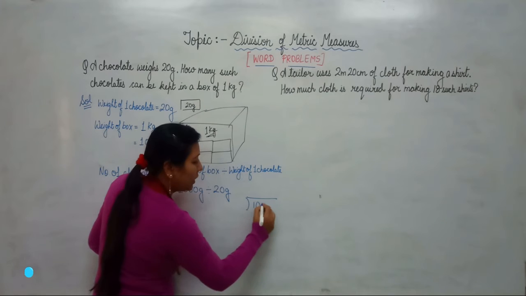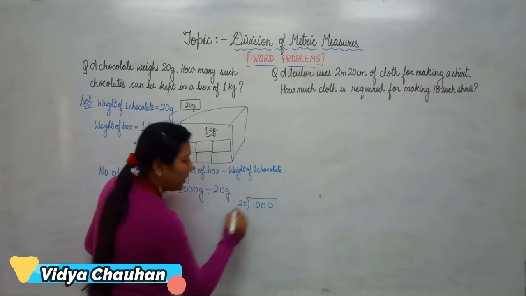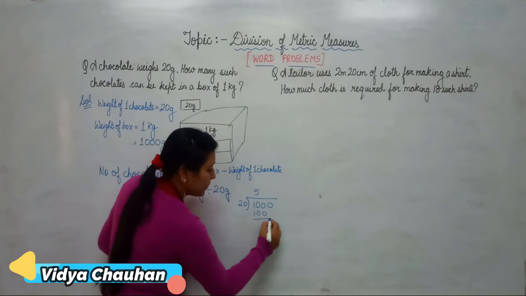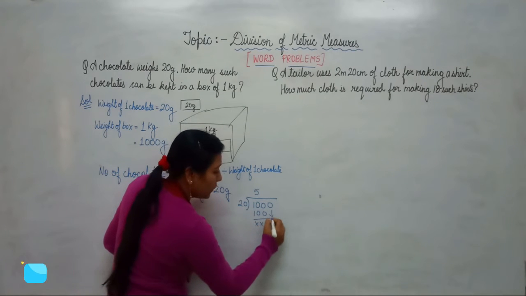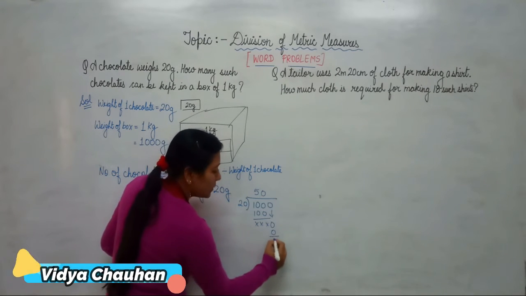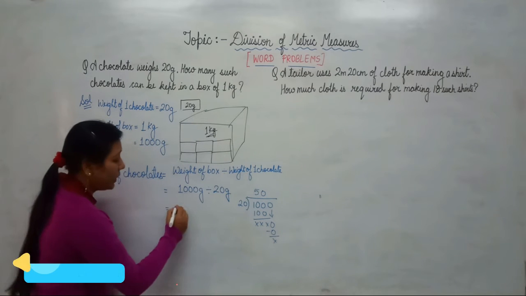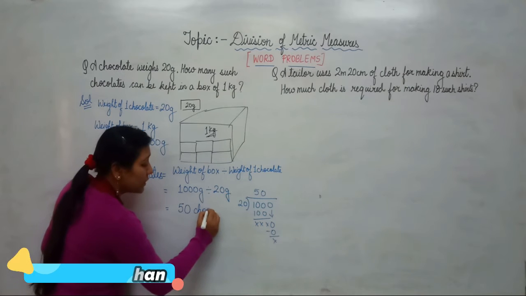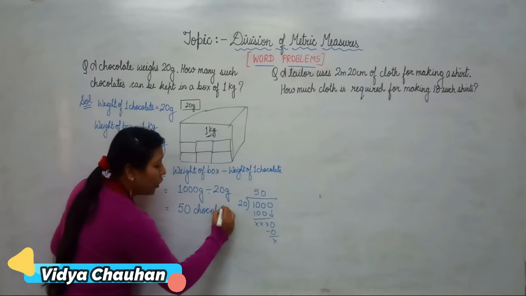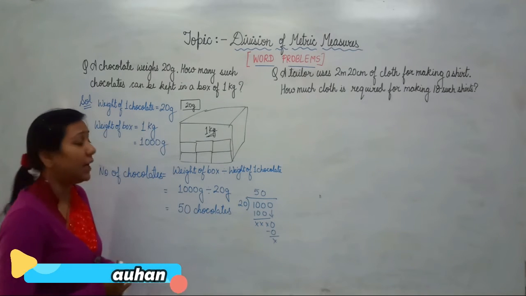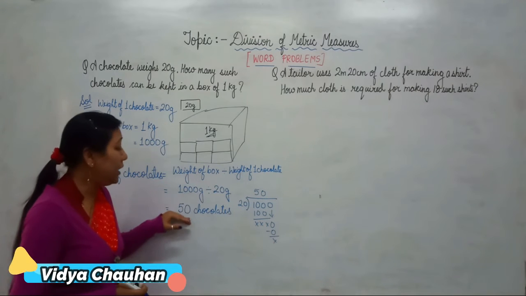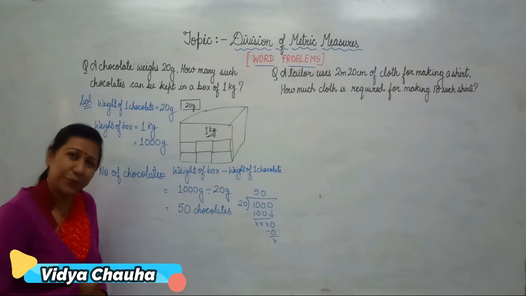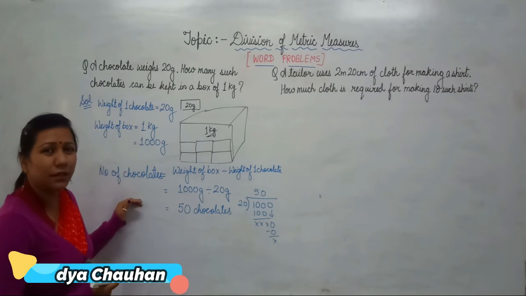When you perform the division, it will be 1000 divided by 20. 20 5s are 100. Cancel out. A 0 will come down. 20 zeros are 0. So what is your answer? Your answer is 50 chocolates. So that means in a box of 1 kilogram, that means 1000 gram, we can keep 50 chocolates of 20 grams each. Clear students? So this is our first solution.